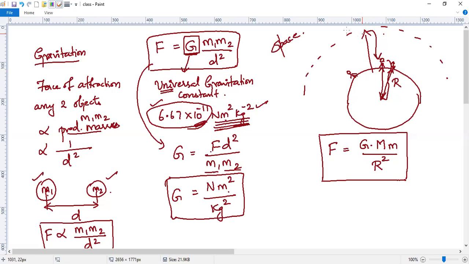But if you look at satellites, when you send one with a particular velocity, it goes beyond the field where the gravitational force of attraction exists. So once it goes out of it, it will not be attracted towards the earth, and it will go into space. Okay, totally into space. It will not be attracted back towards the earth.